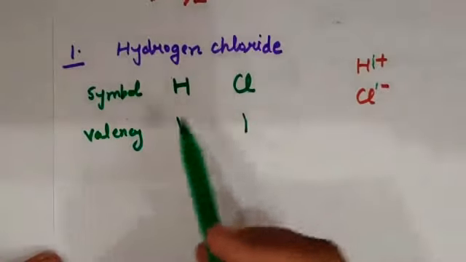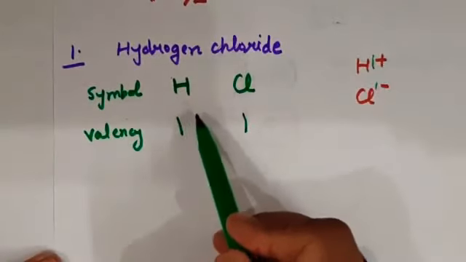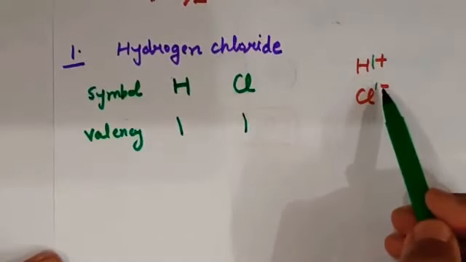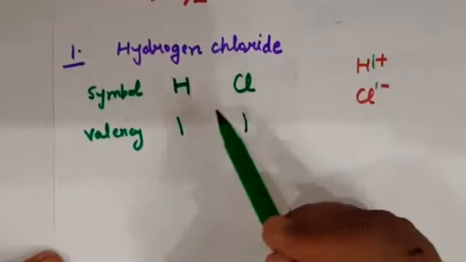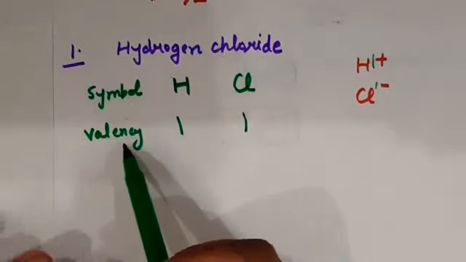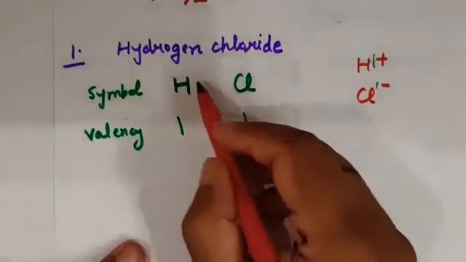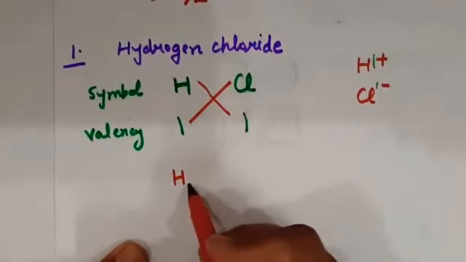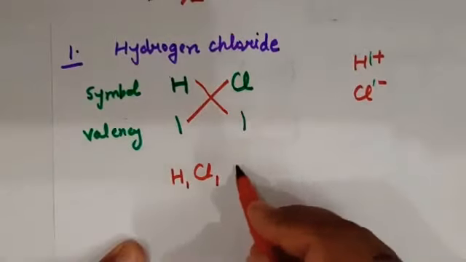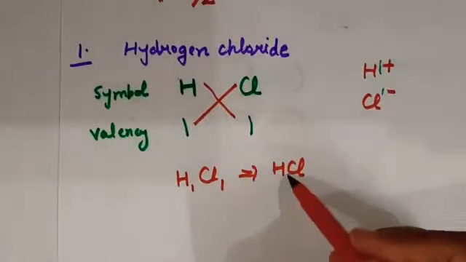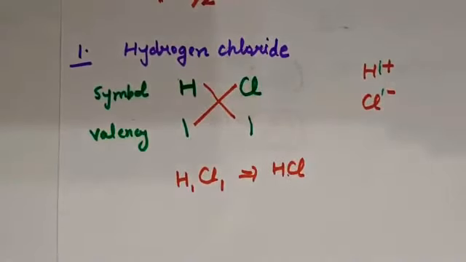Students, keep one thing in mind. Do not write charge here. We do not write plus or minus. Whatever it is, we just write the valency number. If we are writing plus minus, that will become wrong. In order to write a chemical formula, just write the symbol and valency. Now cross multiply. It will be H1Cl1 or simply HCl. 1 and 1 we don't write. If nothing is written, it means 1. So that is hydrogen chloride, HCl.